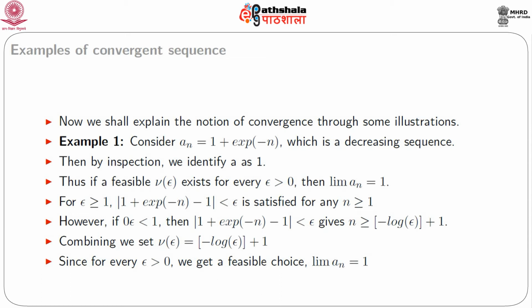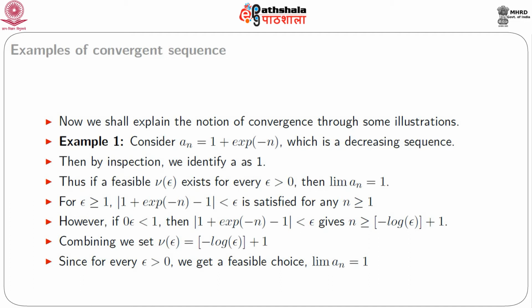So, we just identify the real constant A as 1. Thus, if a feasible new epsilon exists for every epsilon greater than 0, then we can say that limit of a_n is equal to 1. For epsilon greater than or equal to 1, we note that the distance between a_n and 1 less than epsilon is satisfied for every n greater than or equal to 1, because e to the power minus n is a quantity which is less than or equal to 1. So, if we take some epsilon exceeding 1, this inequality is always satisfied.